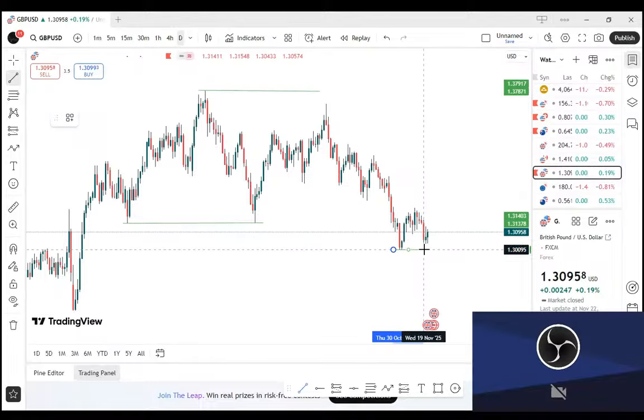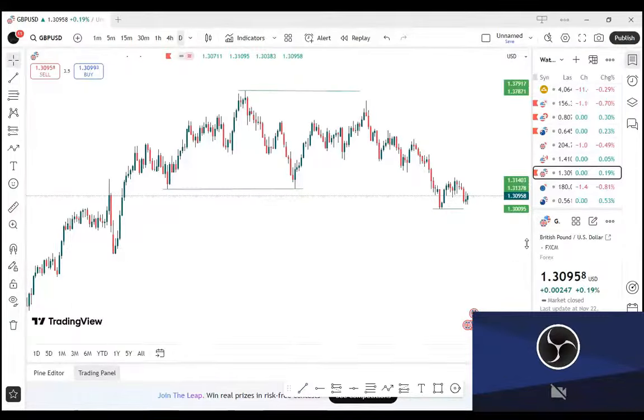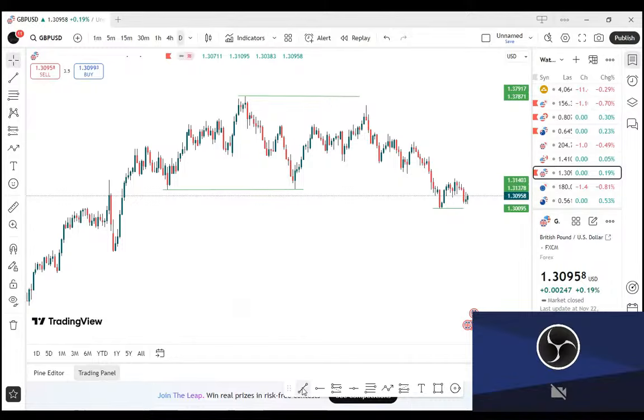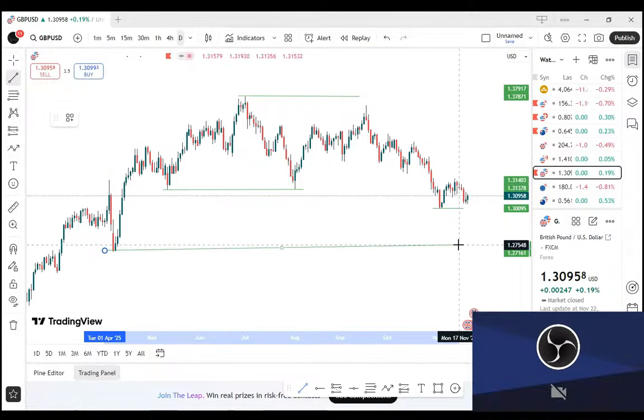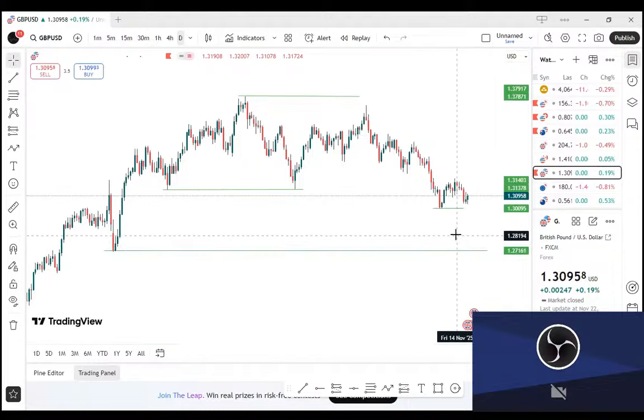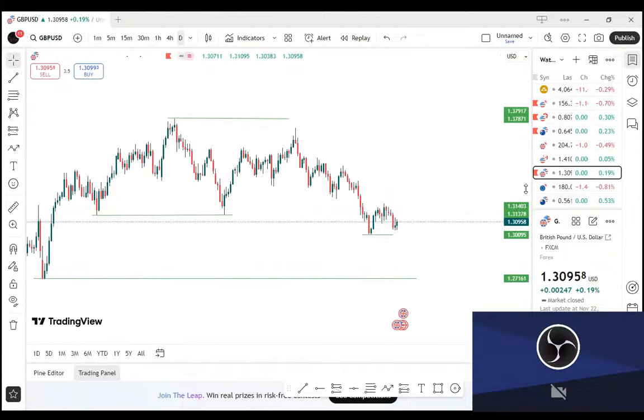Giving us a change of structure at this particular low. And then the next key zone where I'm looking at price is at this particular low again, because this is your next swing point low on your daily time frame.